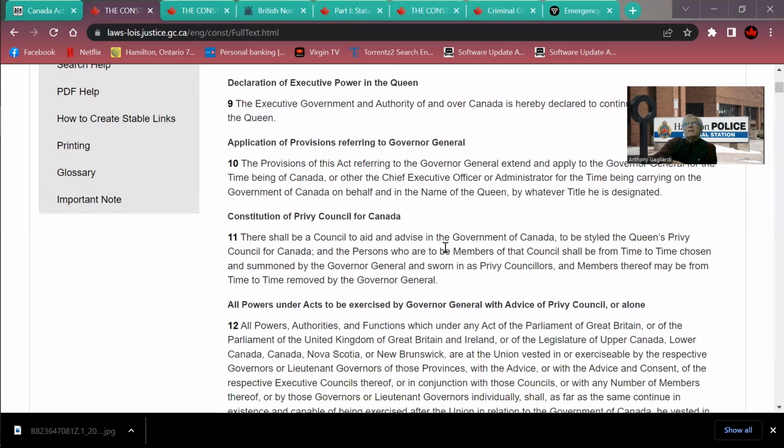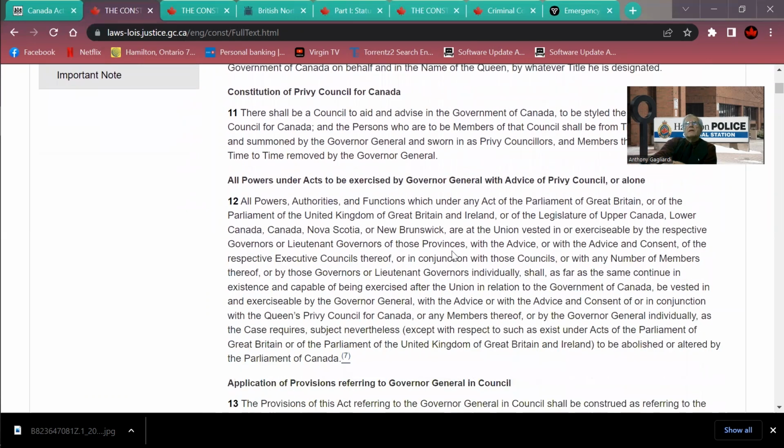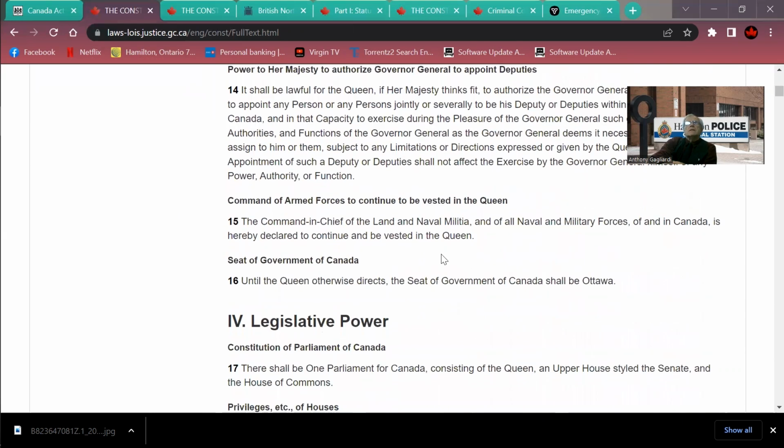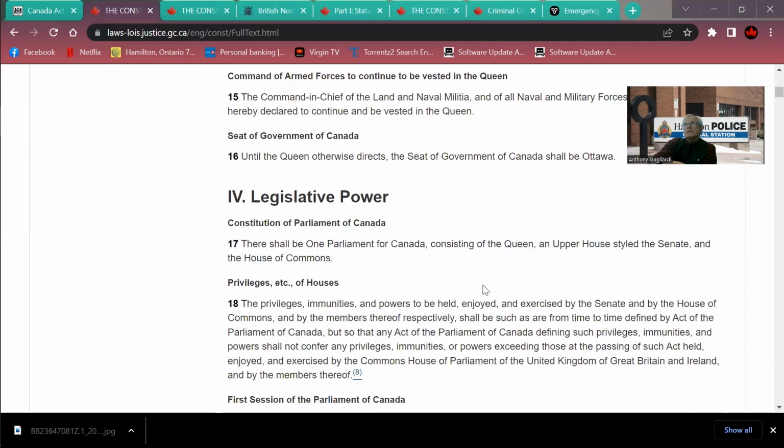Section 11 defines the Privy Council. And then Section 15, the Command-in-Chief of the Land and Naval Militia and of all the naval and military forces of and in Canada is hereby declared to continue and be vested in the Queen. Section 16, the seat of the government shall be in Ottawa. Okay, so this is all about the Queen. It's nothing about you or I.